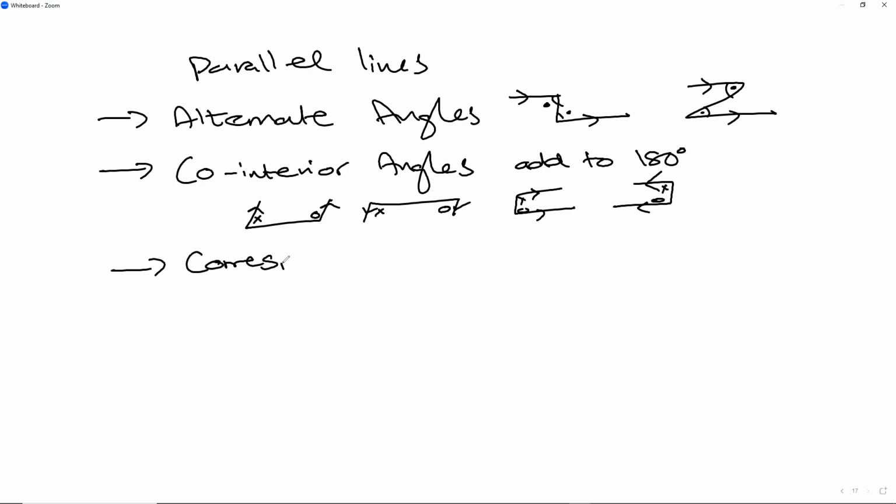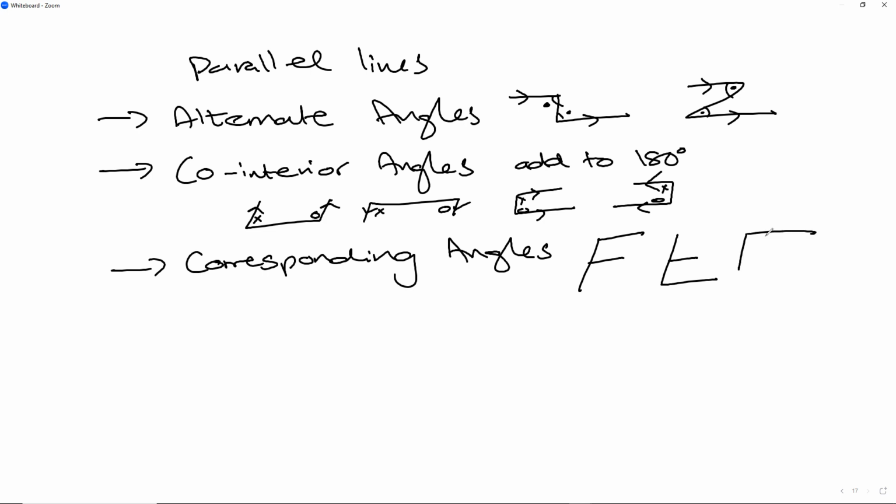The next one is called corresponding, and corresponding angles are also equal. This is the F shape. Can be an F going upside down, downwards, or even upwards. And those two angles are corresponding. Okay, this was parallel. Those two angles, this one and this one, would be corresponding angles. So corresponding, alternate, co-interior.